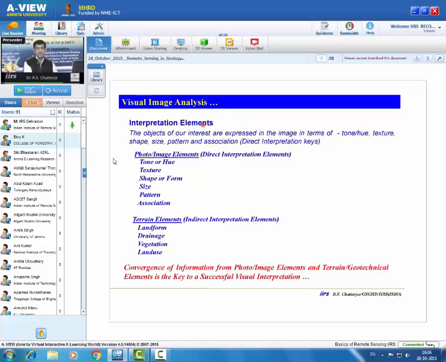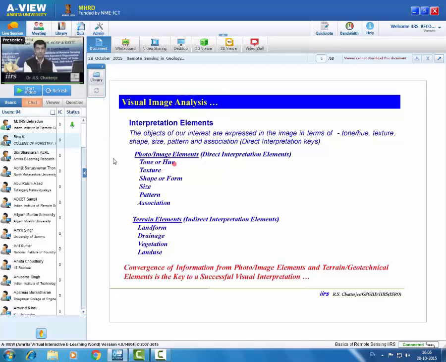So let us first see the interpretation elements. Those are direct interpretation elements from a satellite image. If we use these interpretation elements, we can directly interpret some of the geological information from the satellite image. And there are many indirect interpretation elements as well. These are also known as terrain elements or geotechnical elements.